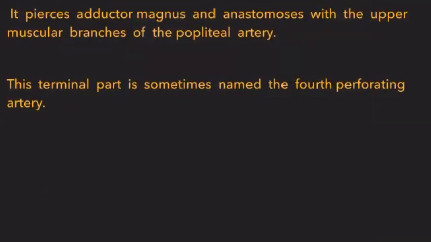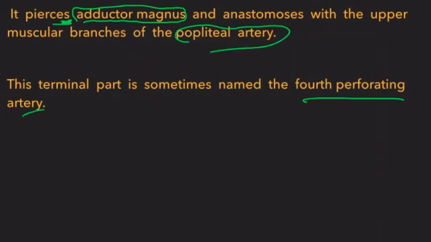So it pierces the adductor magnus. It pierces, right? And anastomoses with the upper muscular branches of the popliteal artery. This terminal part is sometimes known as the fourth perforating artery. We will see that, right?